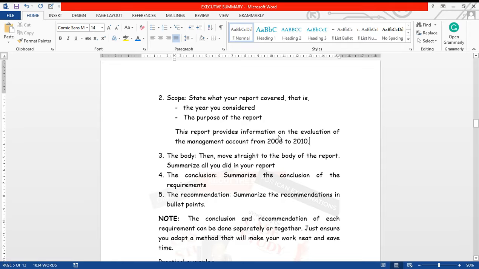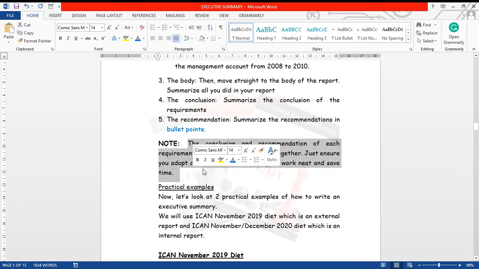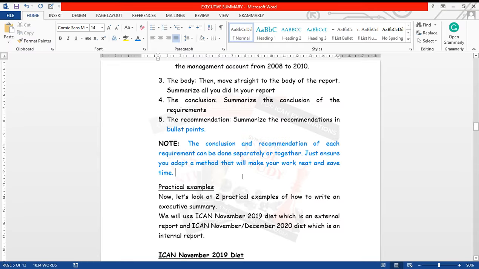Then the purpose of the report just states the scope. You don't really need so much information because it's an internal report. Then the body of the report: go straight to the report and summarize all you did, what you were asked to do by the examiner. Then the conclusion, and then you give a recommendation as well, in bullet points, for both external and internal reports. Just like I said, the conclusion of each requirement can be done separately or together. Just ensure you adopt a method that will make your work neat and save time.